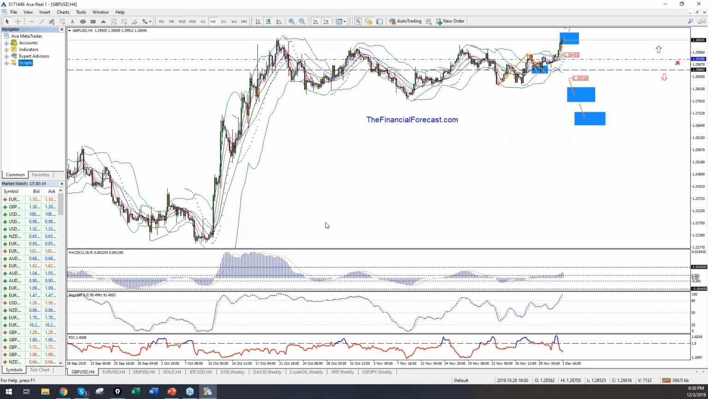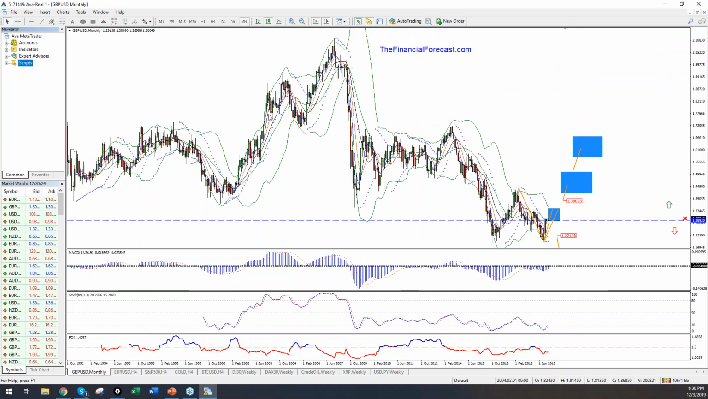So let's go to the platform. Let's start with the pound. If you want to move to another instrument, you can let me know, okay? So we will start with the long term. I like to always start with the long term. Why? Because we're talking about a fractal.